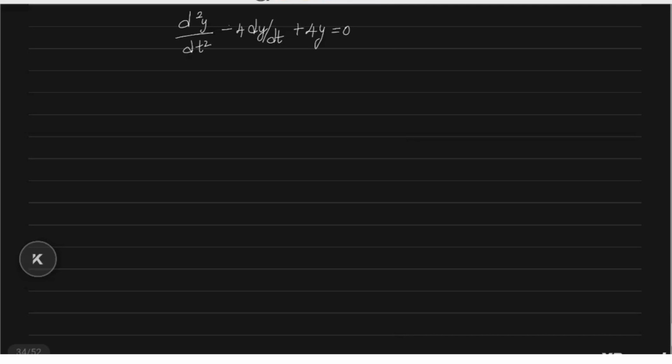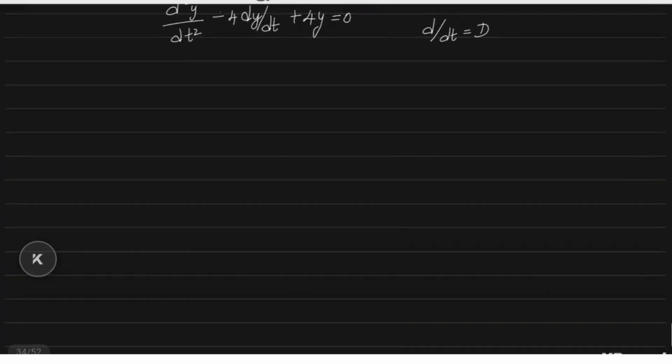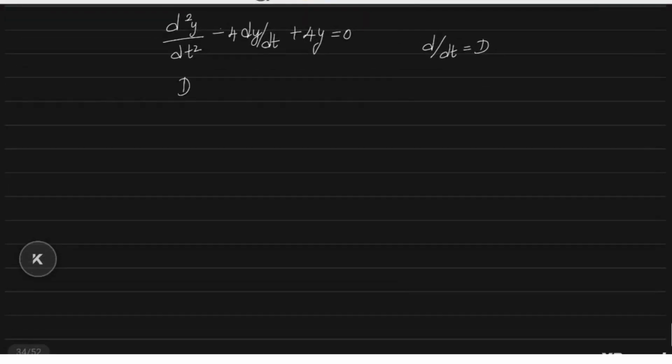In some questions, it will be given as capital D, or we have to change the small d's to capital D. So the very first step is you have to make d by dt as capital D. So it will be D square y minus 4 into Dy plus 4y is equal to 0. To find the complementary function, your right hand side should be equal to 0. Then only you can find your complementary function.